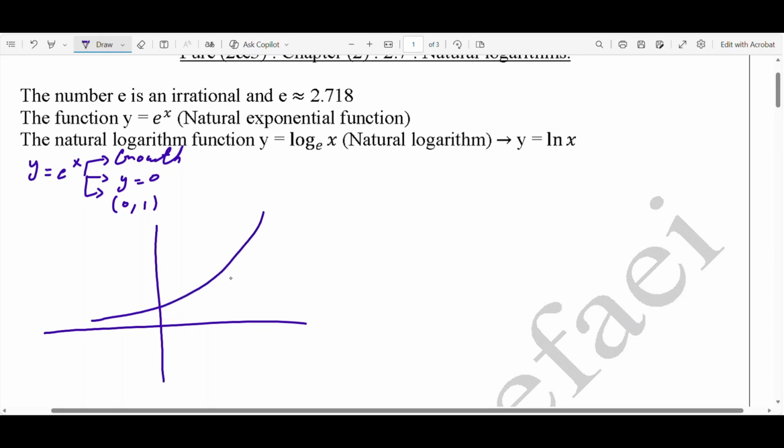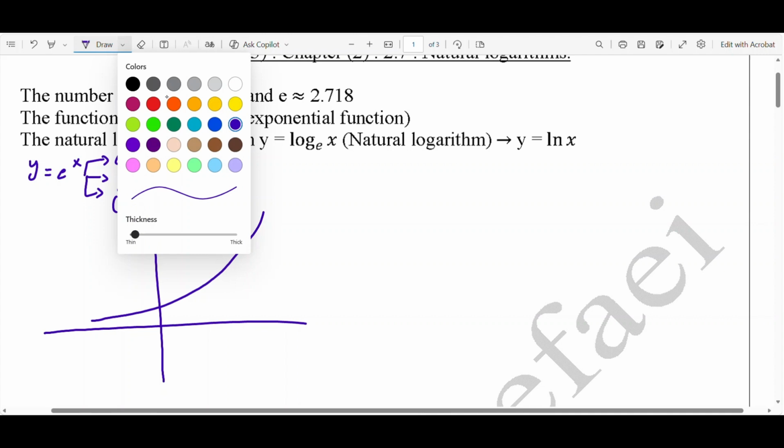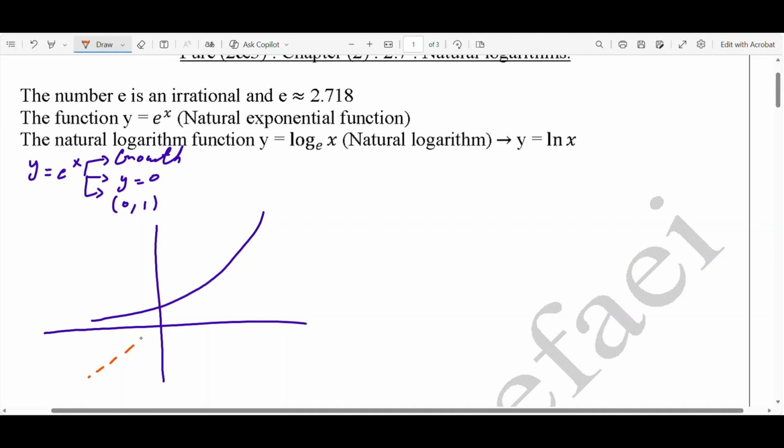So when I sketch e to the power x, like any exponential function, I'm going to draw the inverse. As we know, I have to draw the middle line, y equals x. So this is the inverse: the point (0, 1) and the asymptote line y equals 0 for the exponential, and for the inverse, the asymptote line x equals 0, and this is very important. The intersection point will be (1, 0).